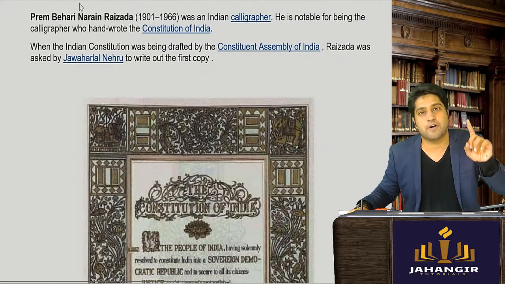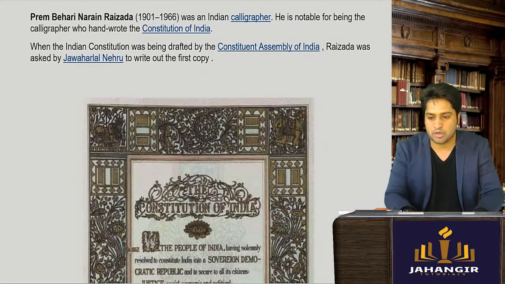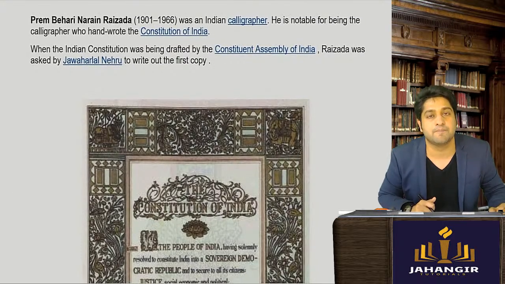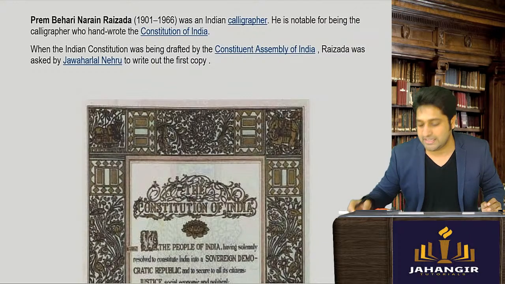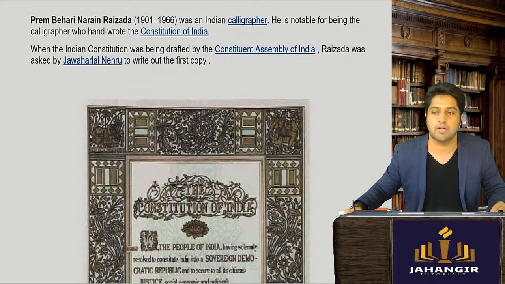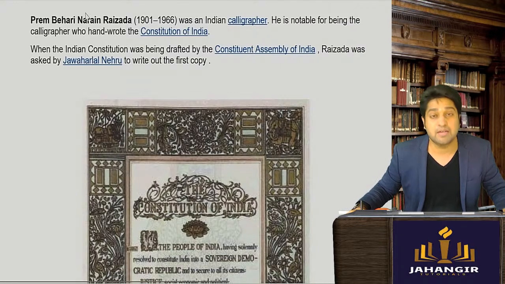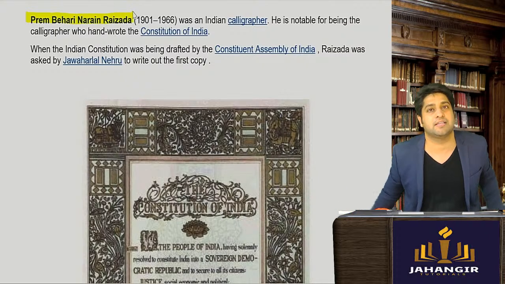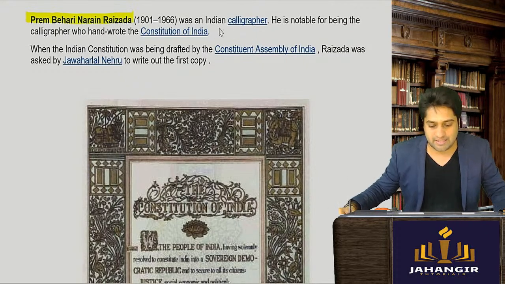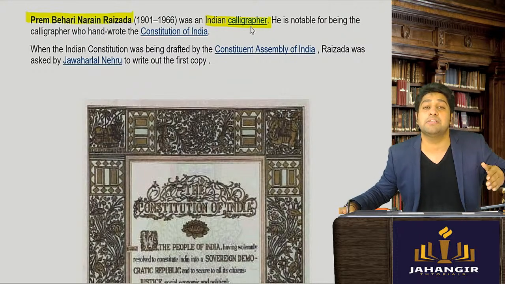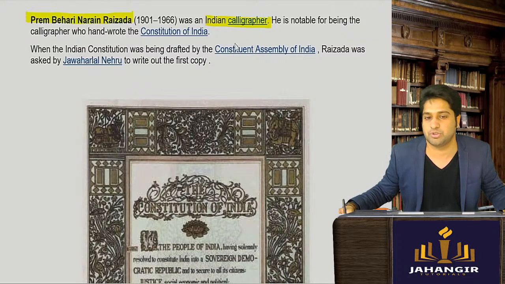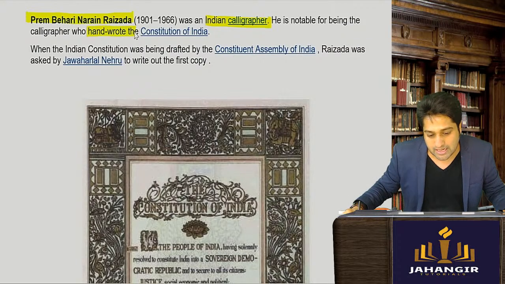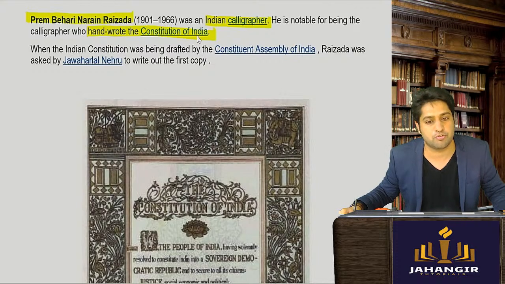Now, the first constitution of India. I will talk about the first constitution in India. The first constitution of India was not a printed book. Instead, it was a handwritten book. It was written by Prem Bihari Narayan Raizada. He was an Indian calligrapher whom Jawaharlal Nehru approached and said, please write the first constitution of India. So Raizada wrote the first constitution of India.